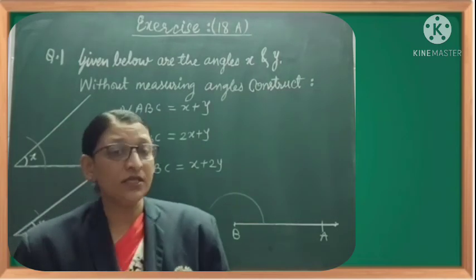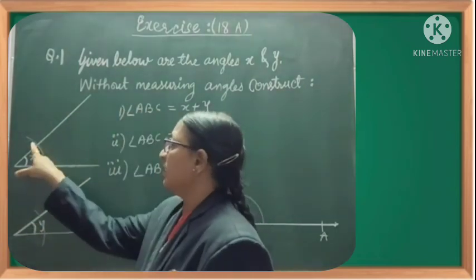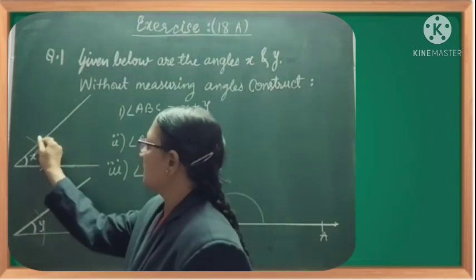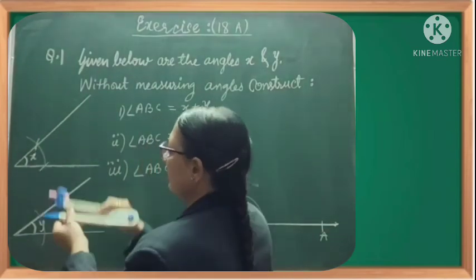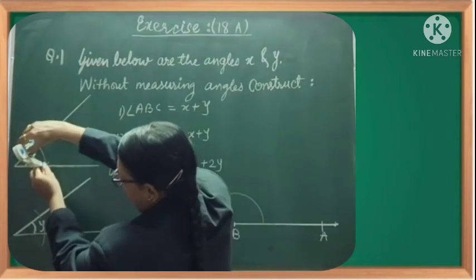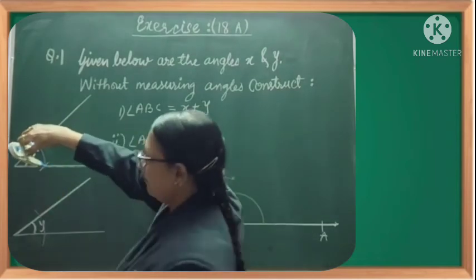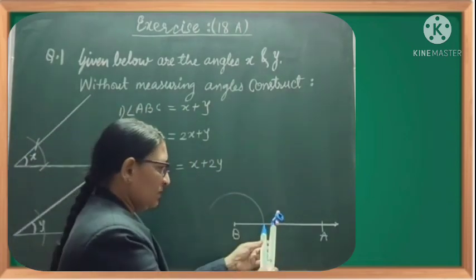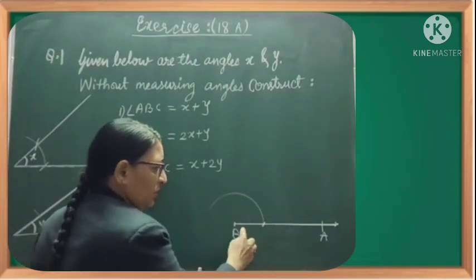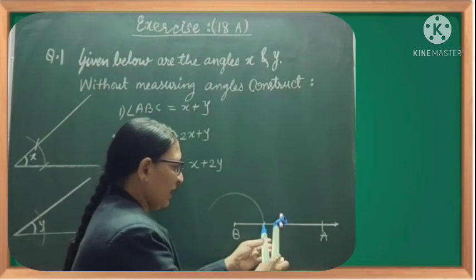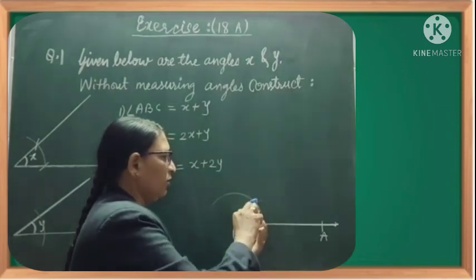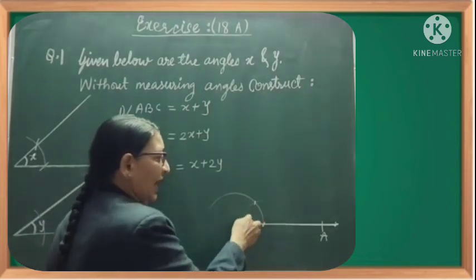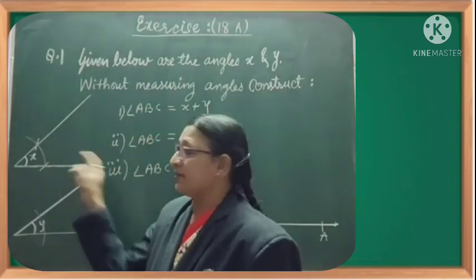Now we will take the distance between the 2 points where this arc has intersected. That is the distance between these 2 points in the compass. After taking this distance with the compass, we will define the point on this ray and we will cut an arc on the previously drawn arc. So here this is the angle which is of measure x.